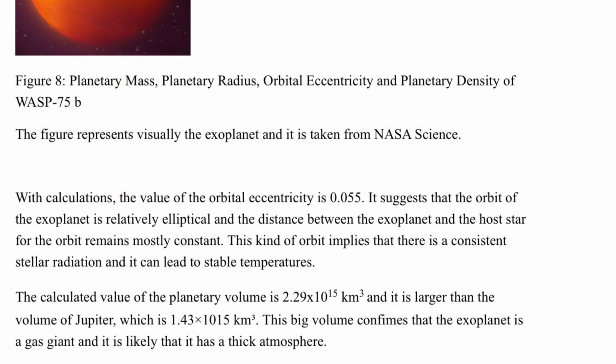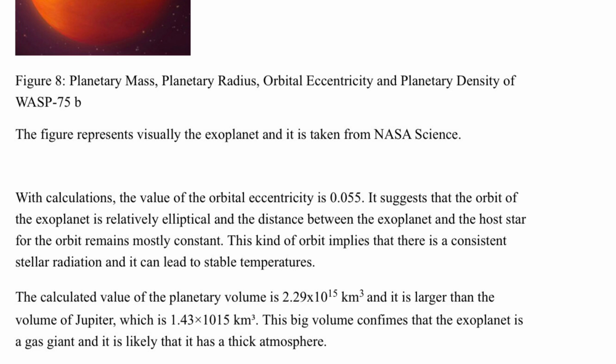Orbital eccentricity measures how circular or elliptical the orbit of an exoplanet is. In a range from 0 to 1, when E equals 0, it means that the orbit is a perfect circle. When E is between 0 and 1, it means that the orbit is an ellipse. And when E equals 1, the orbit is open and unbound with a parabolic trajectory. By calculation, the value of the orbital eccentricity is 0.055.